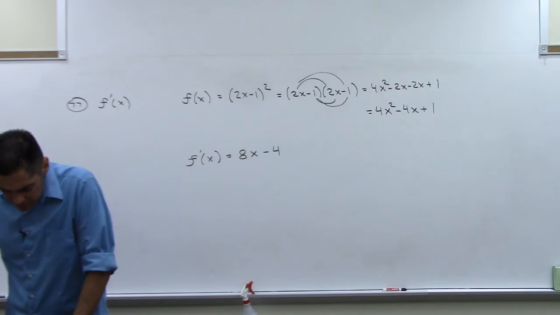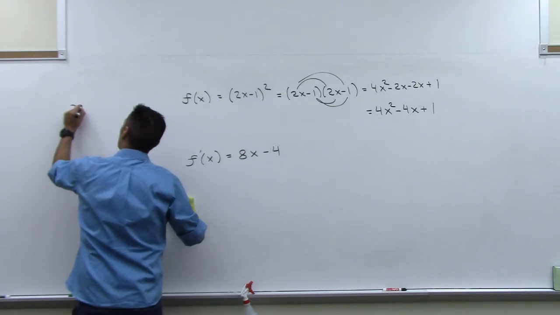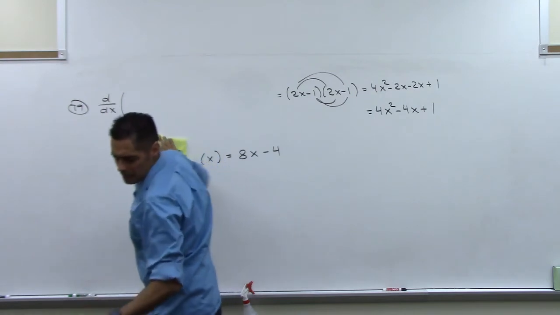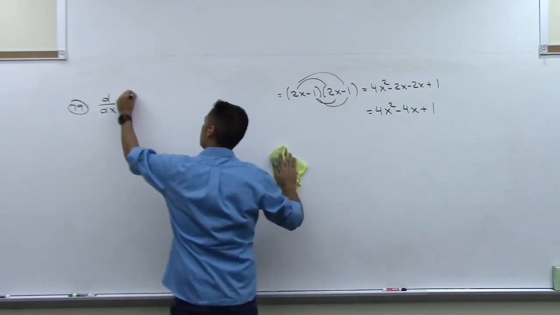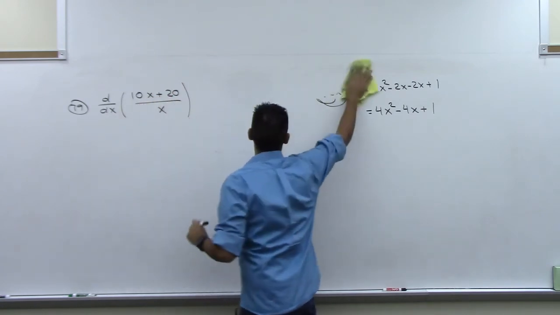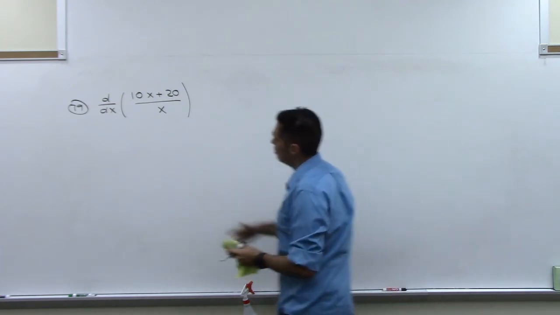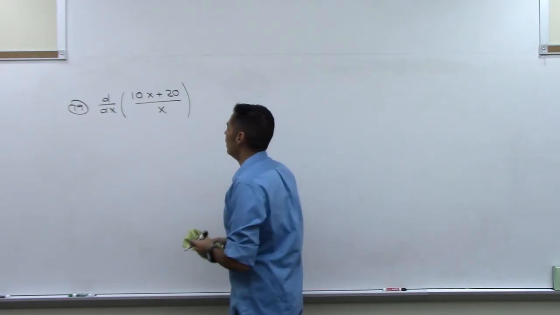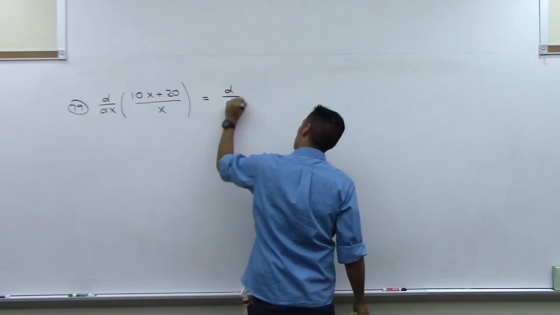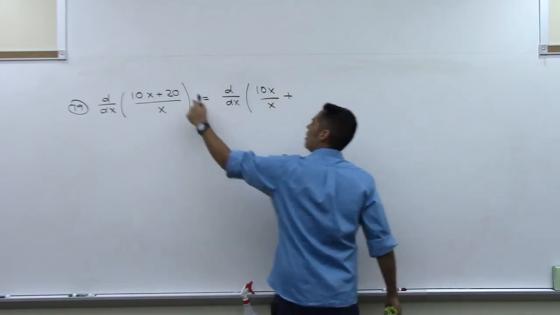And the last one, derivative with respect to x, number 79. We want the derivative with respect to x of (10x plus 20) over x. So here we have division, and this is going to be a little tricky. We cannot just take the derivative here, here, here. Cannot do that. Our best hope for this problem right here is to split it up into two fractions. So do this over this plus this over this.